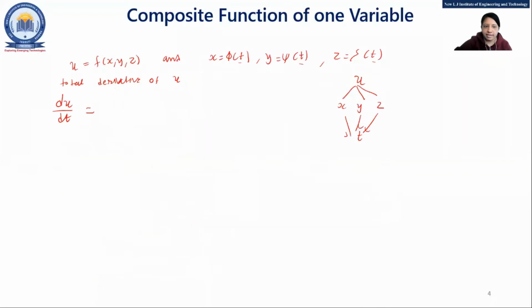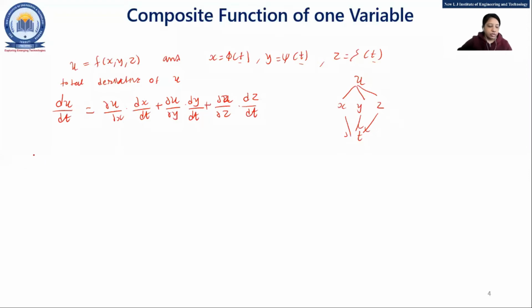I'll write down. Del u by del x into dx by dt plus del u by del y into dy by dt. Fine. Plus now del u by del z into dz by dt. So this is the total derivative of what? U, the equation.